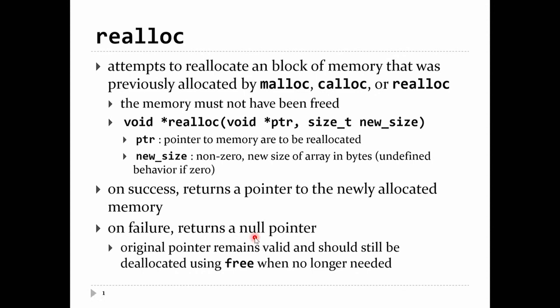If it fails, you get back the null pointer. So typically when you're using the allocation functions, you're checking the return value to see if they are null. Or at least that's the recommended advice. I'm going to say more about that a little bit later. So on failure, it returns the null pointer.